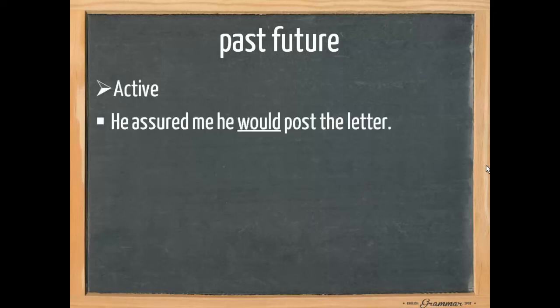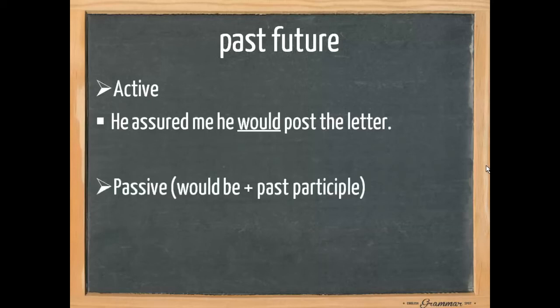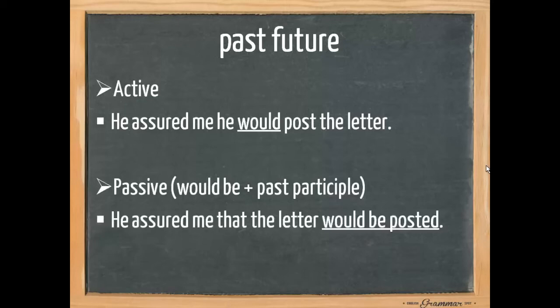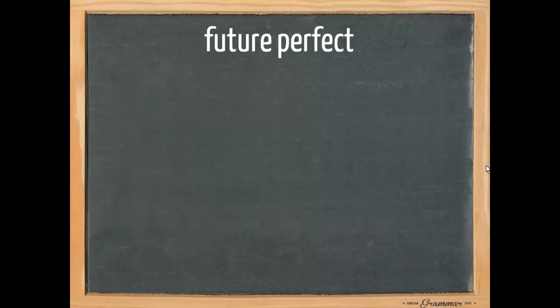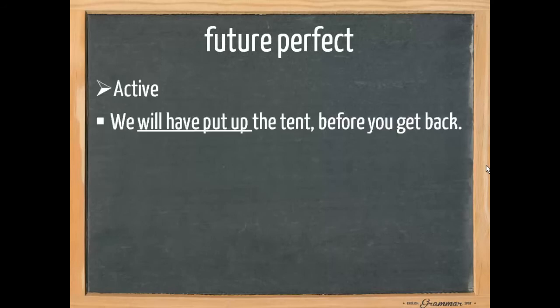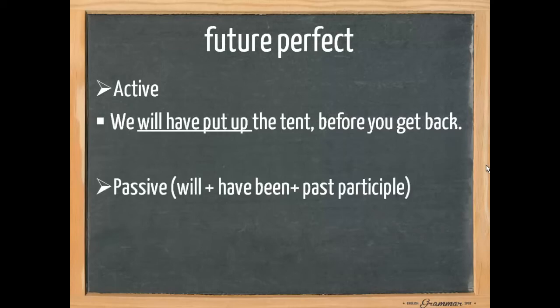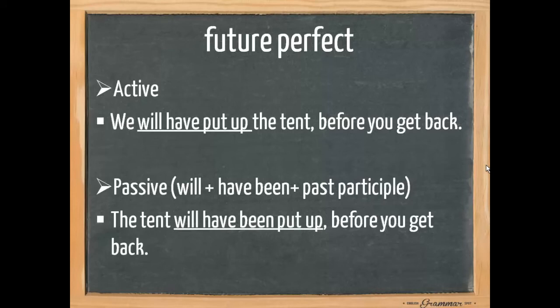The past future. He assured me he would post the letter. That's a past future. For the passive, we use would, be, and a past participle. He assured me that the letter would be posted. And for the future perfect: We will have put up the tent before you get back. And the passive: will plus have been plus the past participle. Remember, it's a perfect, so we need to use been. The tent will have been put up before you get back.